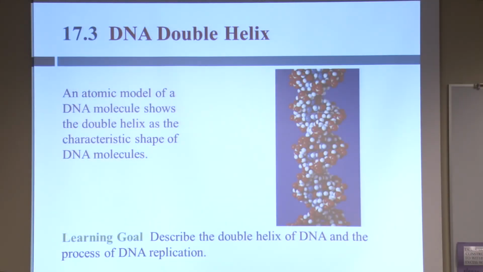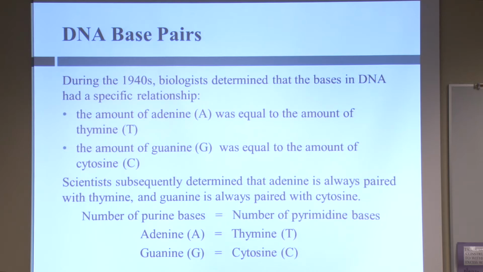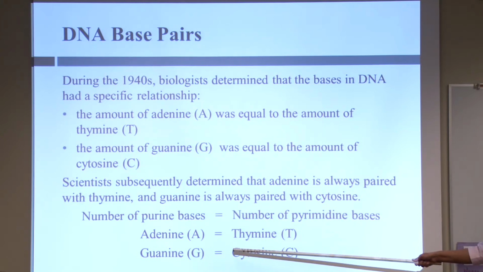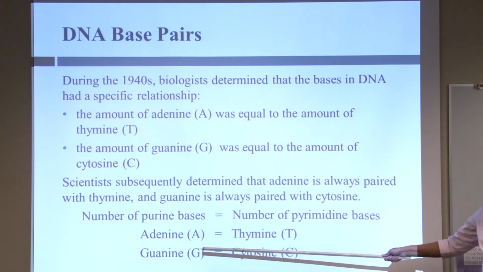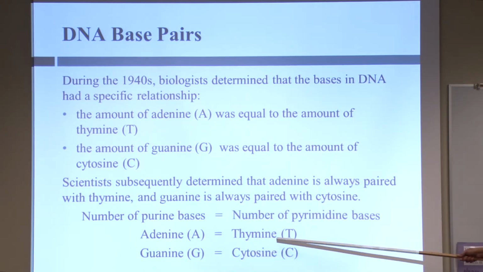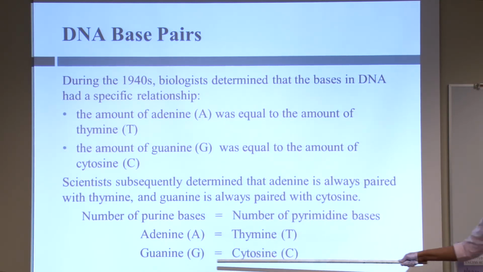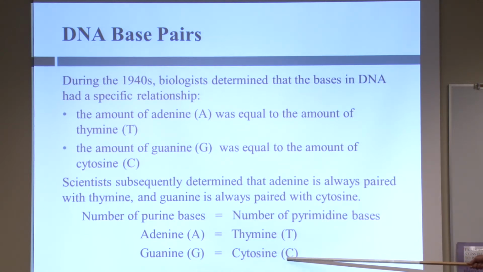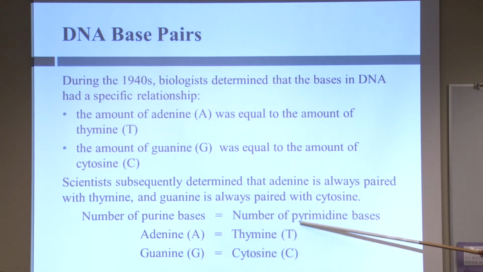Now we are going to look at the DNA double helix. So this is a model of the DNA double helix, and we'll look a little deeper. In 1940, biologists determined that the bases had a specific relationship. Adenine is always connected to thymine, guanine to cytosine, and uracil in RNA.